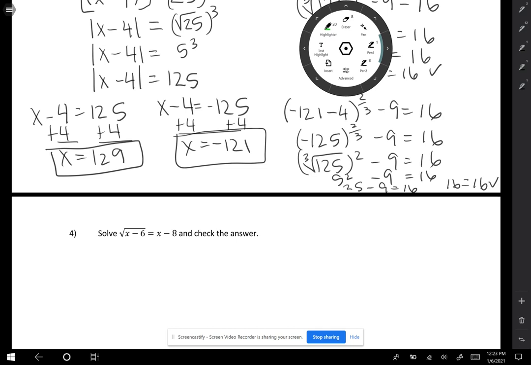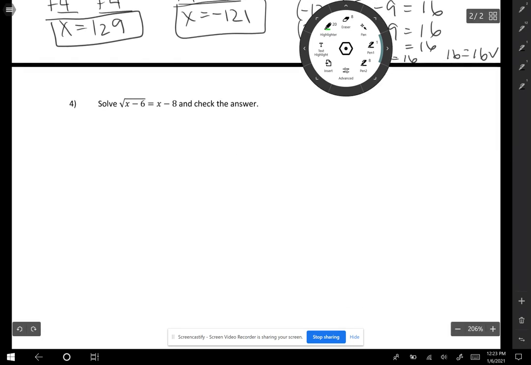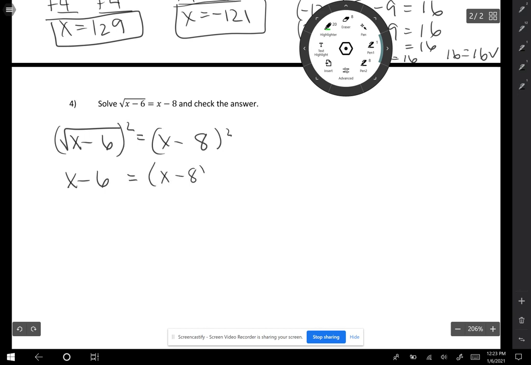Now for the next one, example 4, we're going to solve the square root of x minus 6 equals x minus 8 and then check our answer. So I'm going to go ahead and rewrite this problem. Square root of x minus 6 equals x minus 8. So I want to get rid of that square root. I'm going to square both sides. This gives me x minus 6 equals, now x minus 8 squared is x minus 8 times x minus 8. So I have x minus 6 equals x squared minus 16x plus 64.